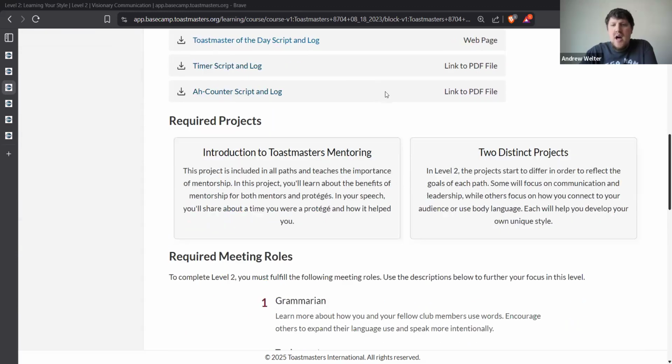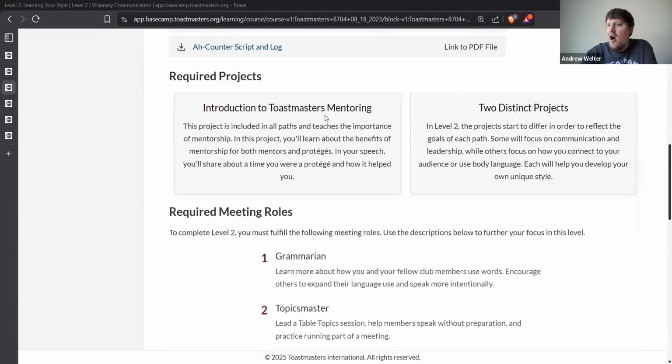So now going through, obviously the required projects are still the same. Everybody has Introduction to Toastmasters Mentoring. That's in everybody's level two. And then two distinct projects are required. There is a bit of a misnomer that everybody's level two is the same. That has never been the case, but you do have a lot of overlap. Even when there were 11 paths, I think there were still only five projects over all level twos, and one of those was Introduction to Toastmasters Mentoring. So there's a lot of overlap, but note that not all of them are the same.